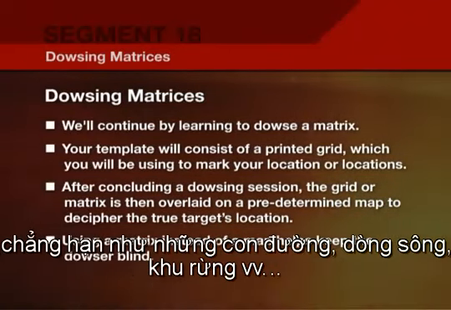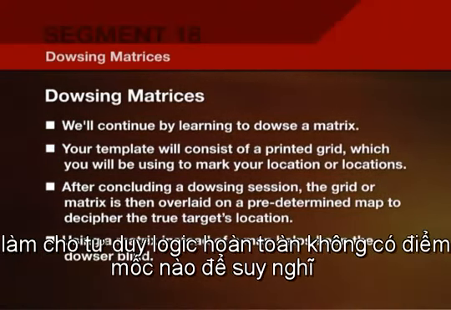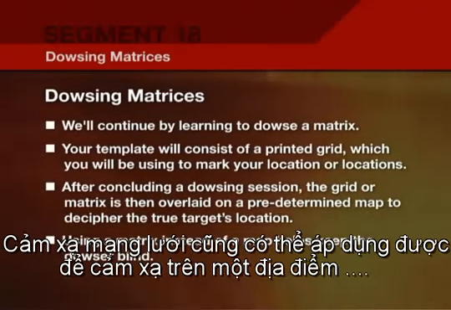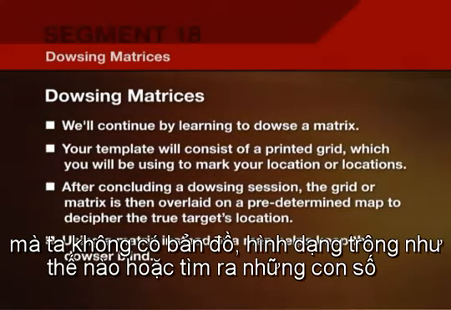Without being able to identify roads or land features such as you would in dowsing a map directly, there is now no reference to where the target may be based on analytical thinking. A matrix can also be used to dowse locations in an area of unknown shape and dimensions, or for determining numbers.